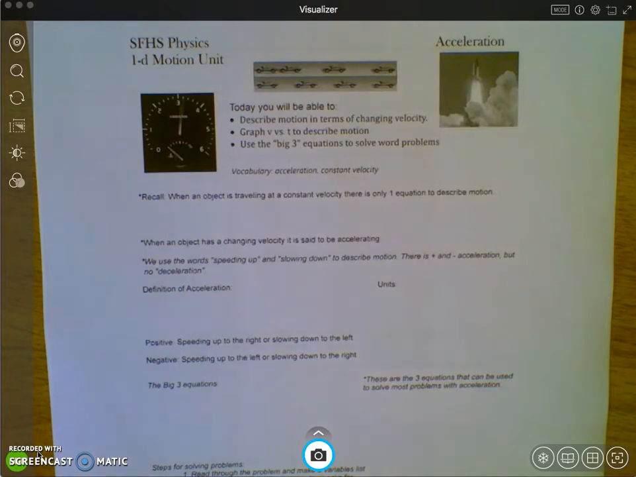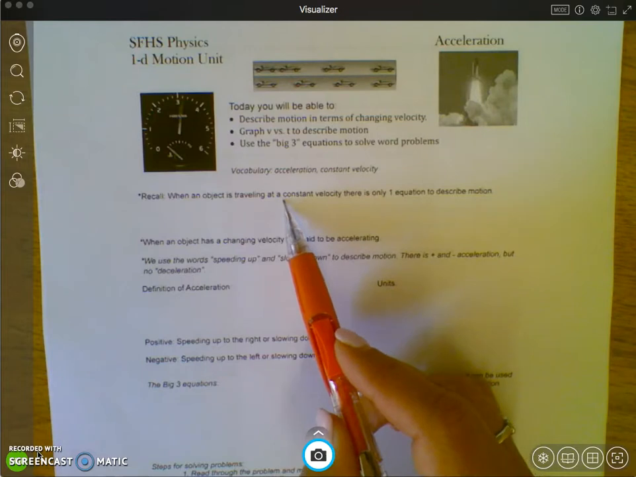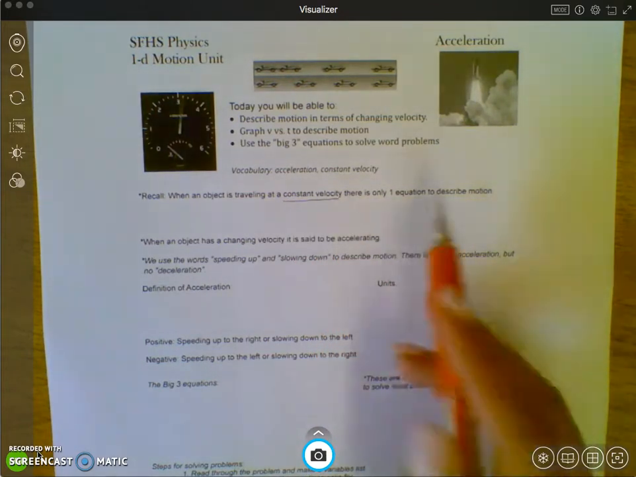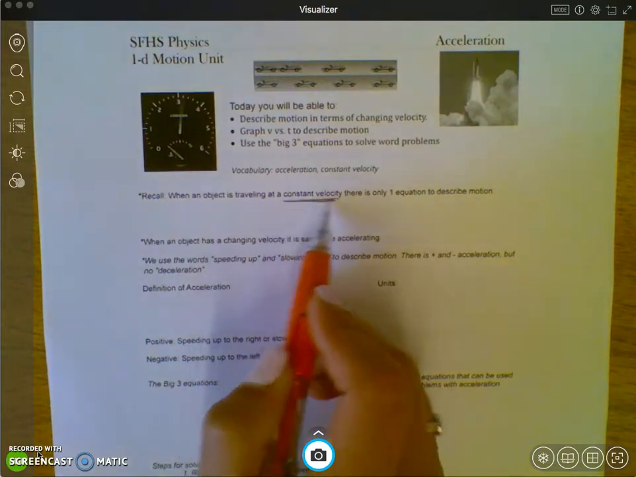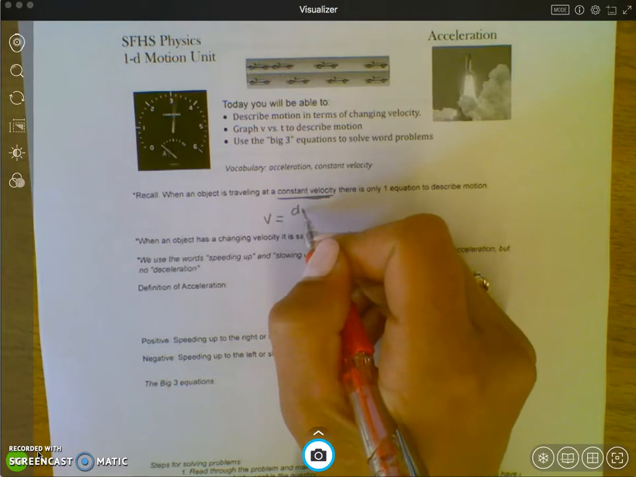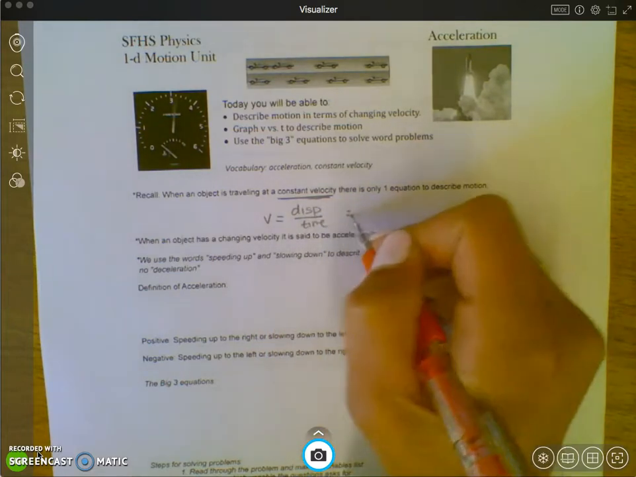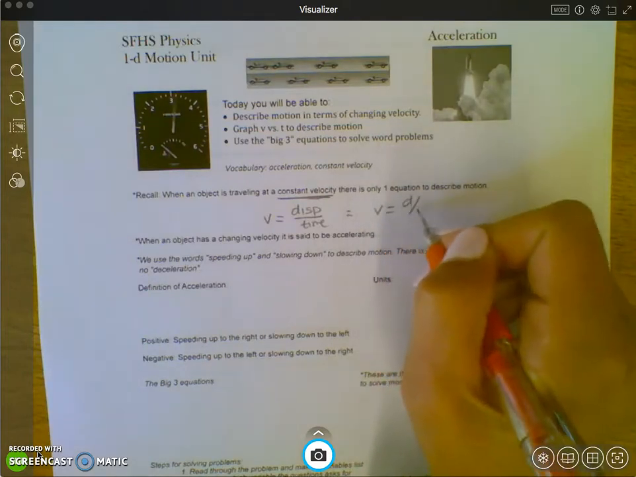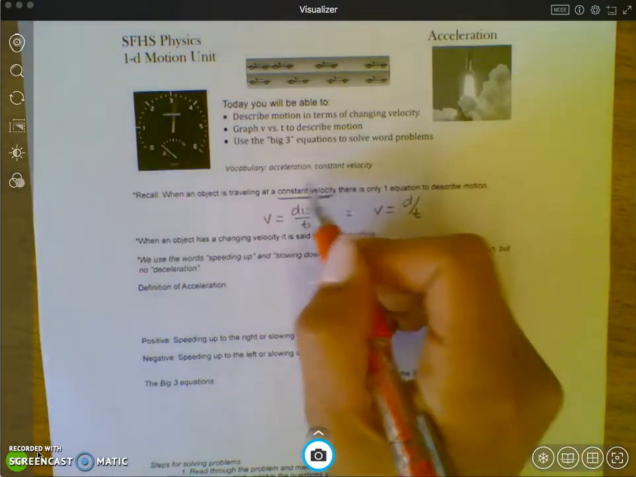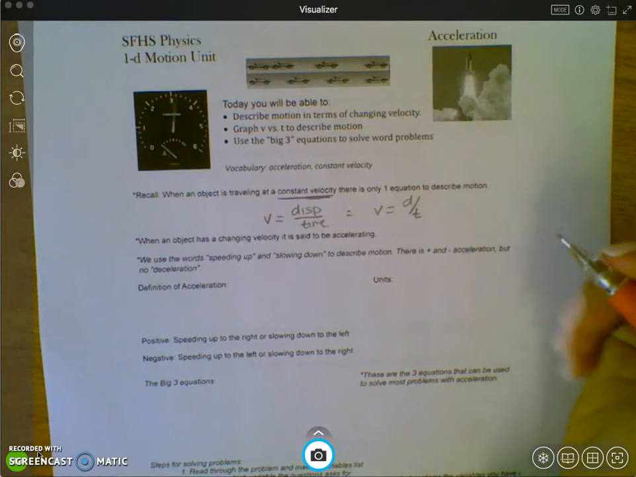All right, so just remember as we start this lesson that when an object is traveling at a constant velocity, there's only one equation to describe motion, and we've only had one equation so far this whole semester, so we should hopefully remember it. But it's v equals displacement over time, or we write it as v equals d over t. Okay, so remember that is only used for constant velocity, where acceleration would be 0.